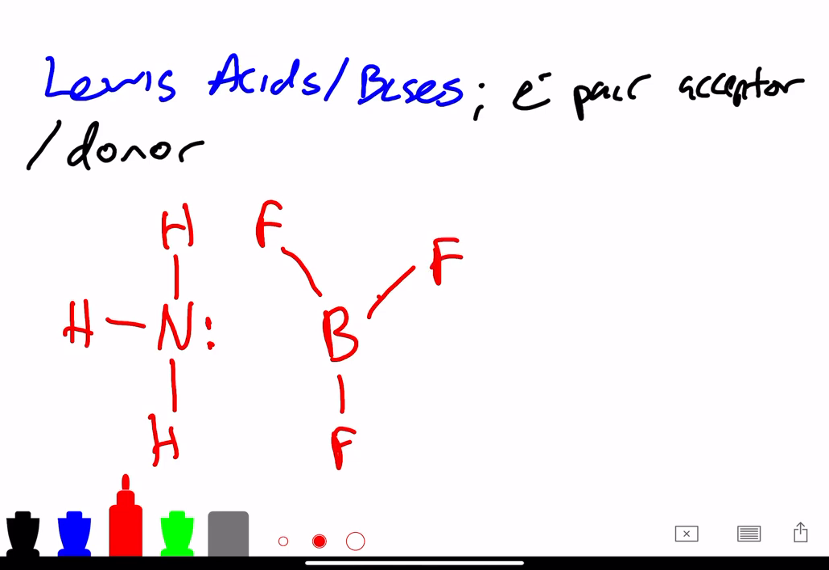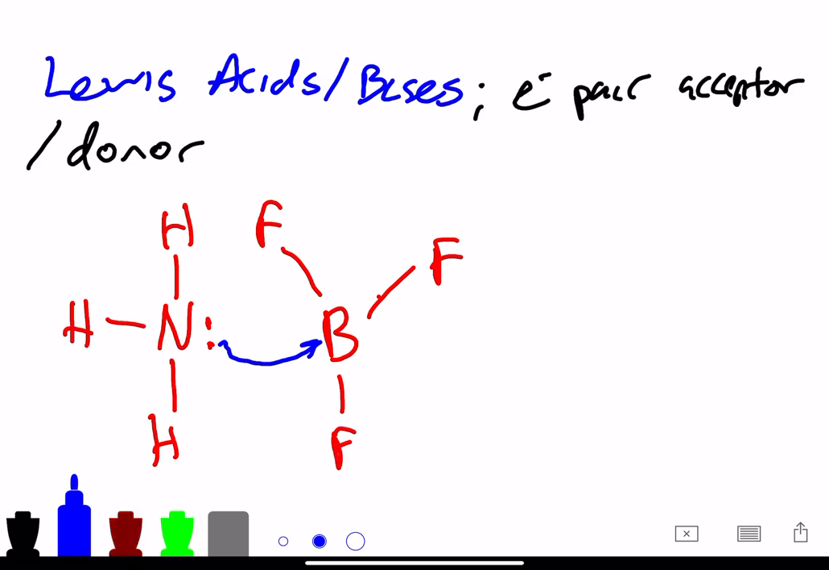It'd be tempting in this case to say, well, there are hydrogens on the ammonia, so therefore it must be the acid. But actually, it's not. In this case, the nitrogen is a base because it has extra electrons available for this reaction. Nitrogen would be the electron donor, therefore boron would be the electron acceptor. So the species BF3 is the acid and the species NH3 is the base in this case.